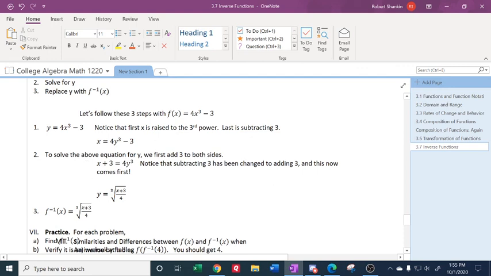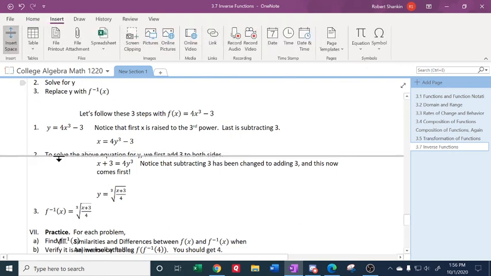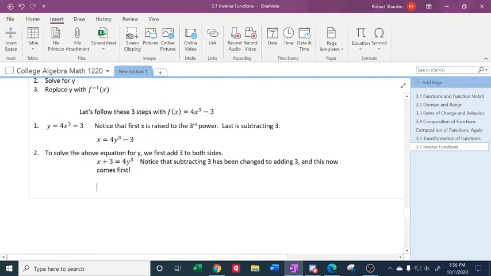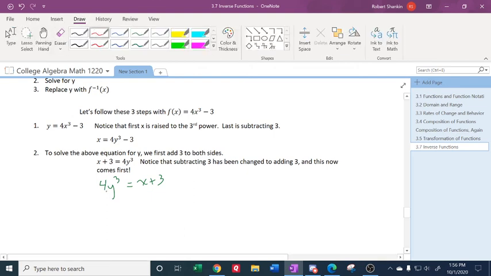Now, the next thing is I'm going to divide both sides by 4. I'm going to turn this around and put 4y cubed equals x plus 3. And again, I'm doing step 2, which is solve for y. But I can't get rid of this cubed without getting rid of this 4 first. So the next thing will be I'll divide by 4. And I get y cubed equals x plus 3 divided by 4.